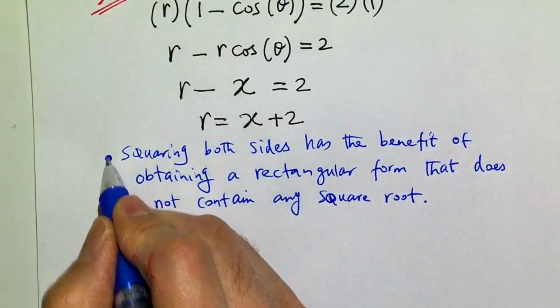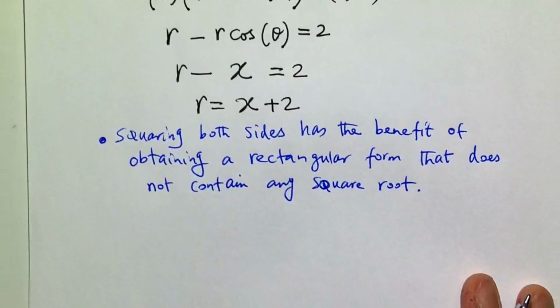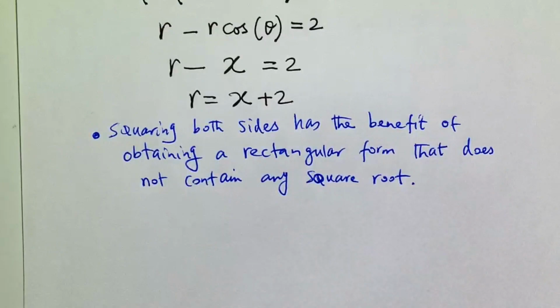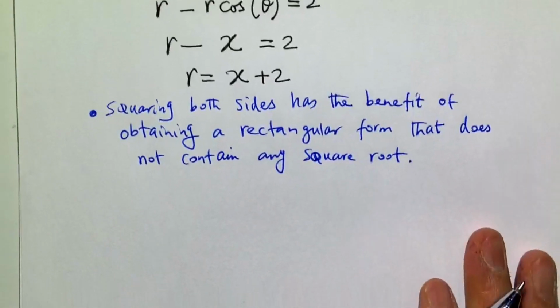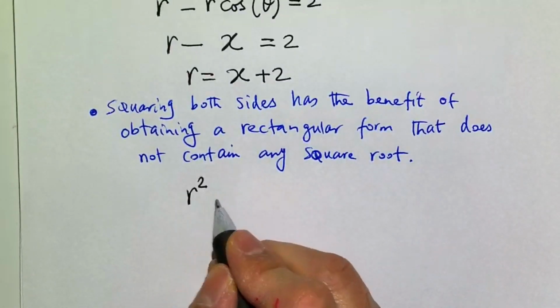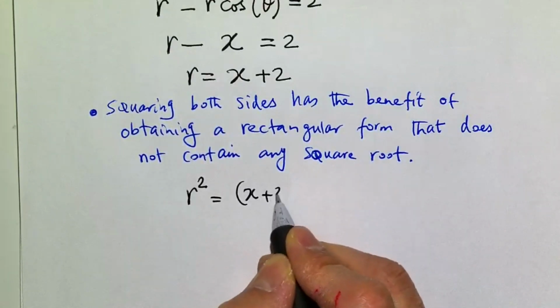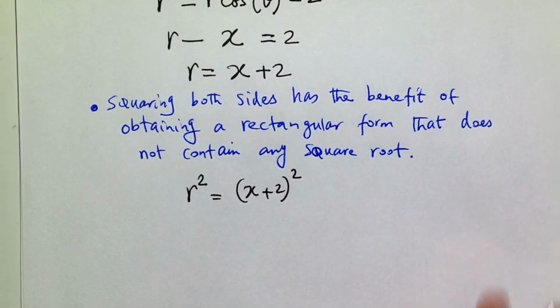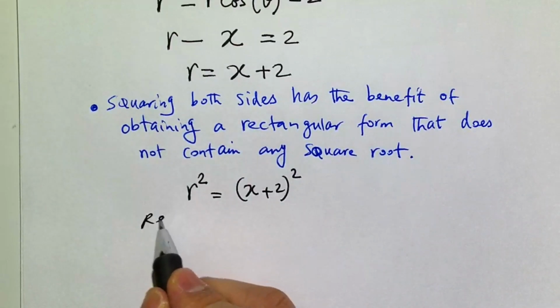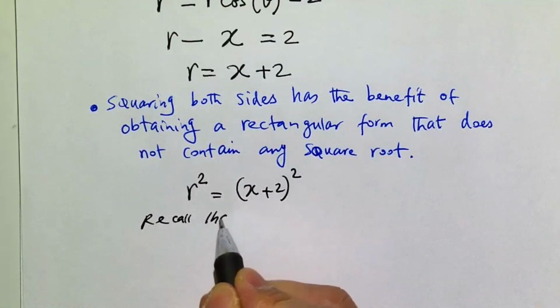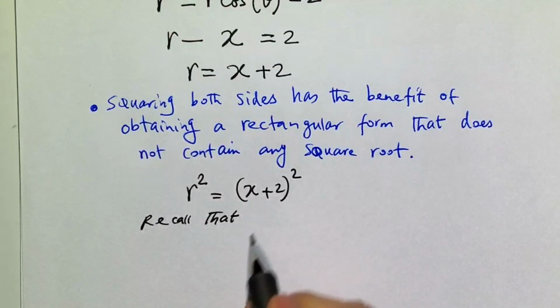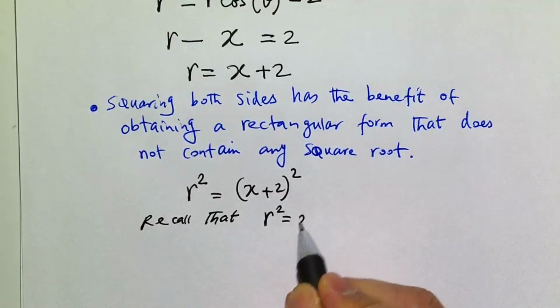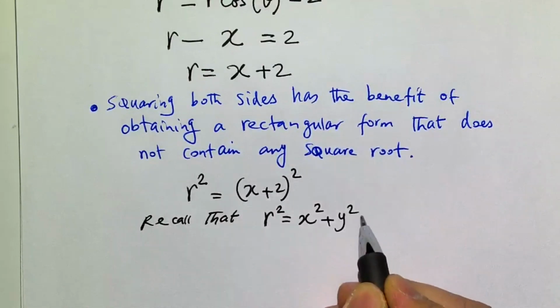That's the whole reason behind why I say let's square both sides. That's the whole reason. So let's do that. We end up with r squared equals x plus 2 squared, right? Now, recall that r squared is equal to x squared plus y squared.